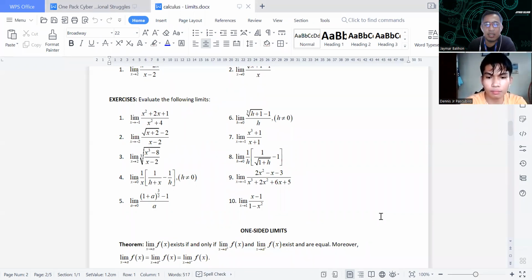So the very first thing that you are going to do if you are asked to find the limit at a certain point, you have to substitute the value of your fixed point to your function. If the result is defined, then that will be the limit. But if it is not defined, especially if the result will be 0 over 0 indeterminate, then there must be something that you are going to do so that you will be able to find the limit. And that is our concern for this afternoon.